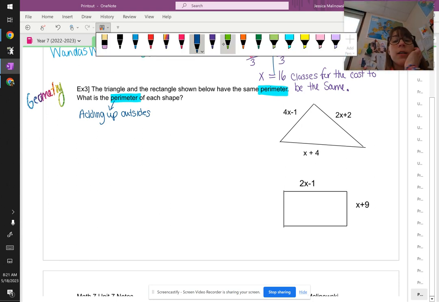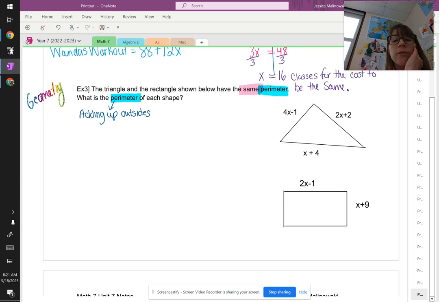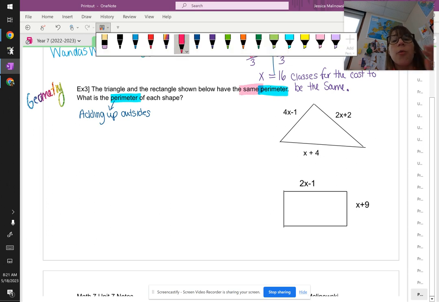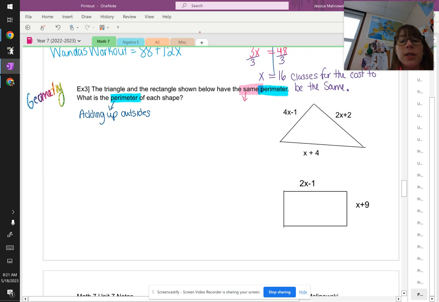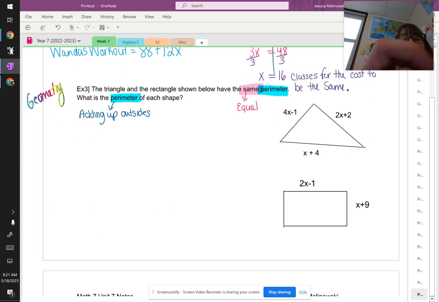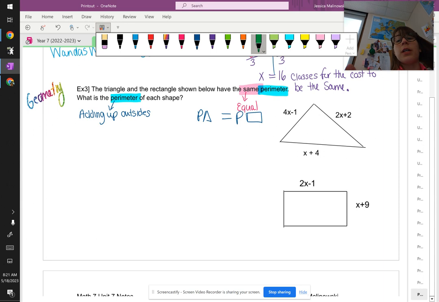When they're telling us, in this first sentence, that the triangle and the rectangle shown below have the same perimeter, remember, in math, same means equal. So that means that the perimeter of the triangle is equal to the perimeter of the rectangle. See that little abbreviation I got going on there? That is how we're going to get our equation.